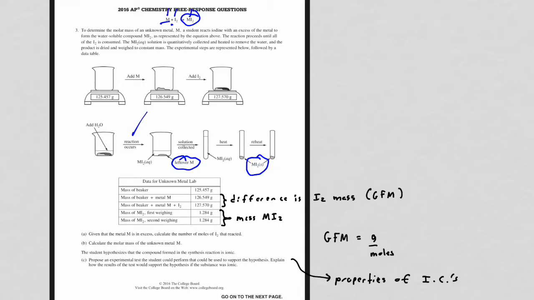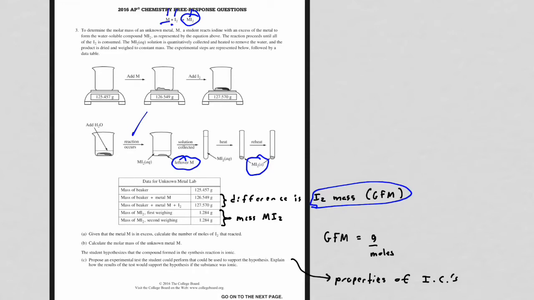All right, what's in the data table? You have a mass of a beaker, the beaker plus the metal, and the beaker plus the metal plus the I2. What you're supposed to read from this is that you know exactly how much I2 is being put in. You also know how much metal was put in, but the I2 is the limiting reagent because you know there was leftover metal. And that really is the key to the whole question.